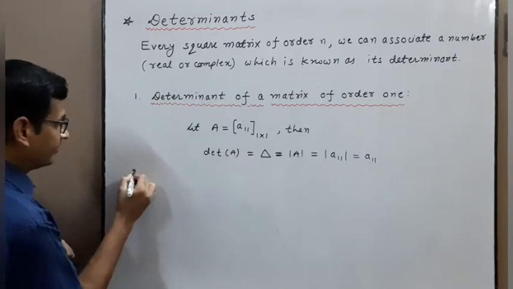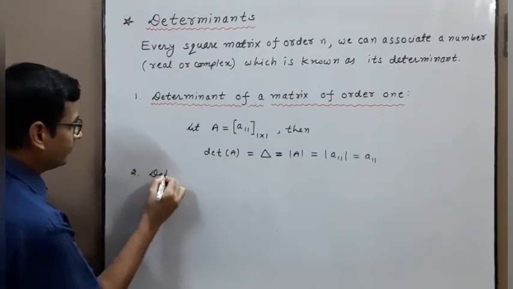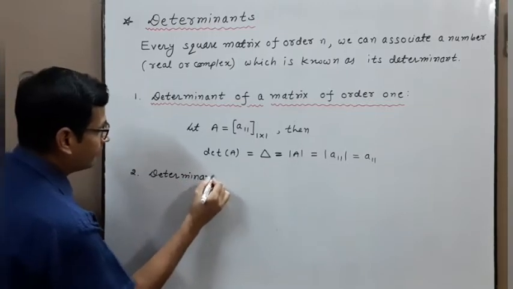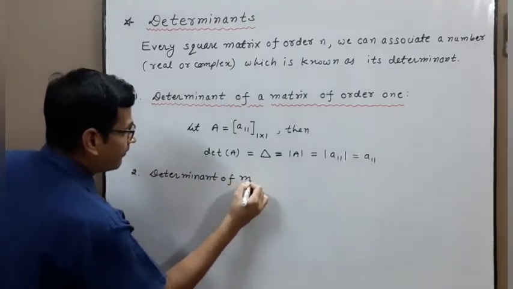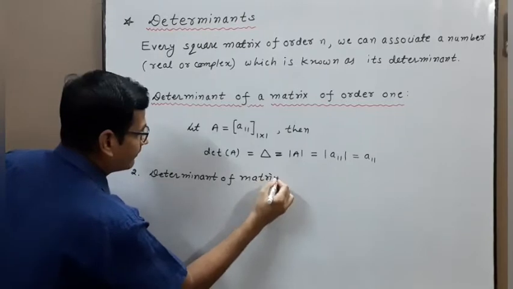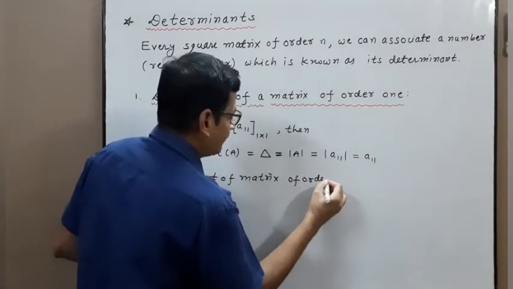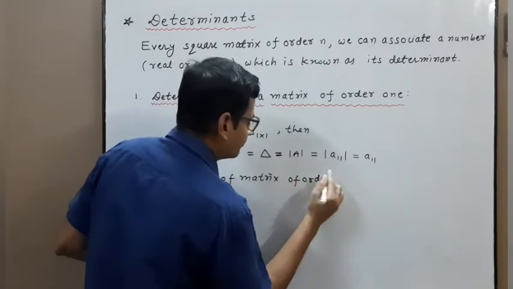Second number, determinant of a matrix of order 2.